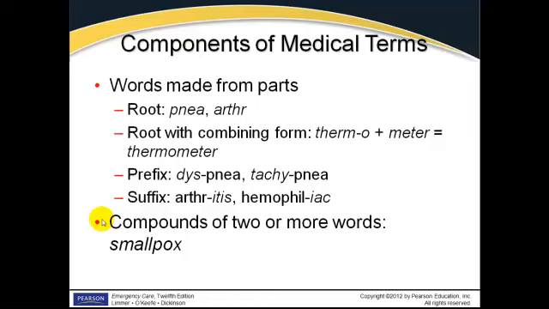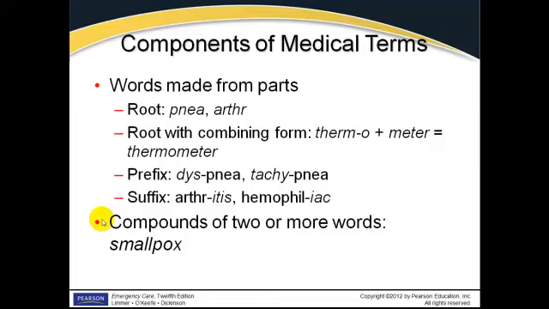There's a suffix itis. Itis generally means inflammation as a suffix. What does arthr, A-R-T-H-R, mean? Joint. So what's arthritis? Inflammation of a joint. See how it works? I'm using examples here that I think you're probably already familiar with, right?